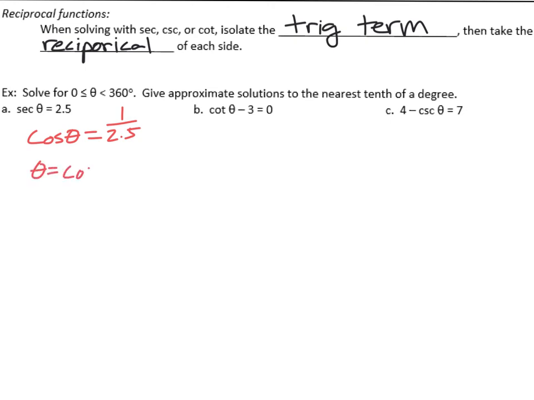We need to do, again, this is still in degree mode, still calculator. Inverse cosine of 1 over 2.5, 66.4 degrees. Now we have back-to-back cosines going on here. The one on the last slide was 2. 360 minus 66.4.